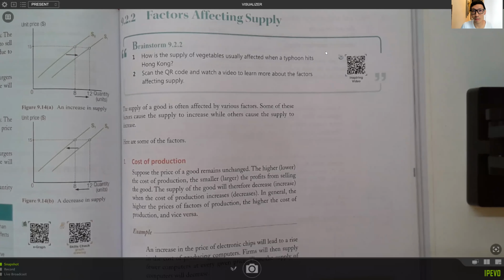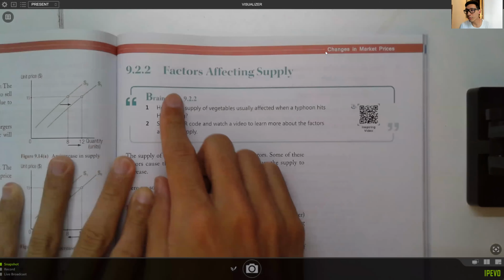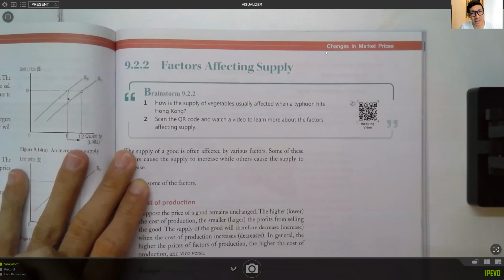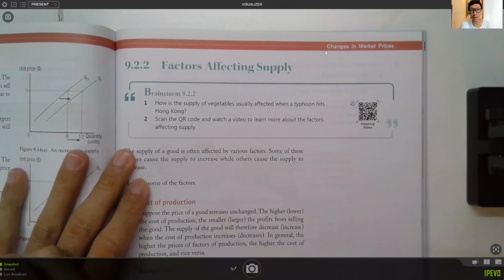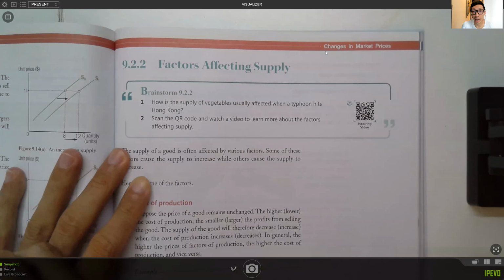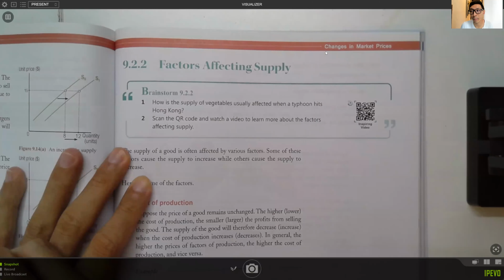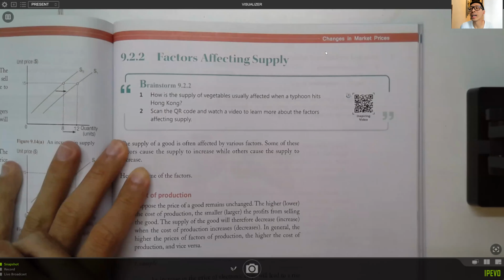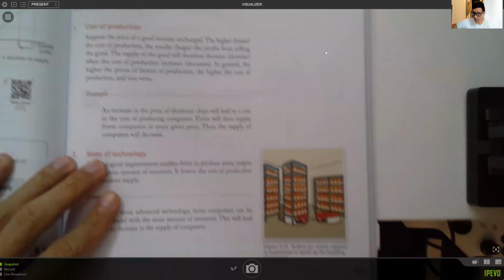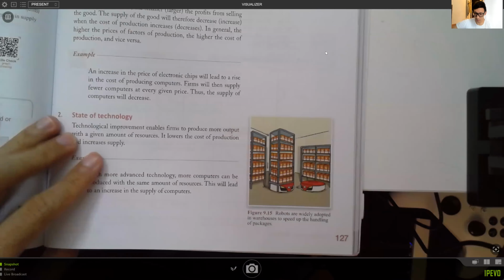So welcome back to the third video of our chapter 9 teaching series, for this special vacation. Now, in this video, we are going to move on to the counterpart of factors affecting demand, which would be the factors affecting supply. Hopefully this video will be much shorter than the video on demand, because the factors affecting supply are much easier than those of demand. So let's get started. Let's go to page 127 of your textbook.